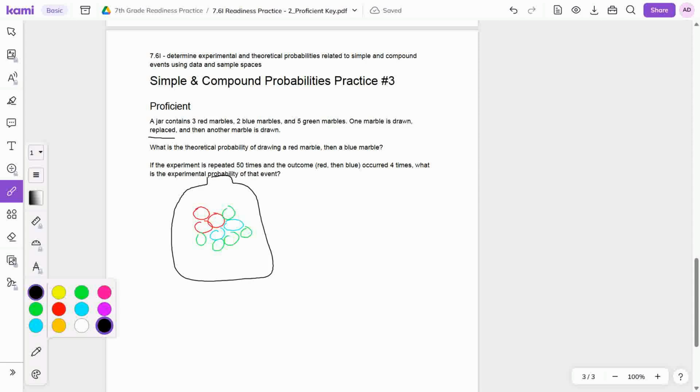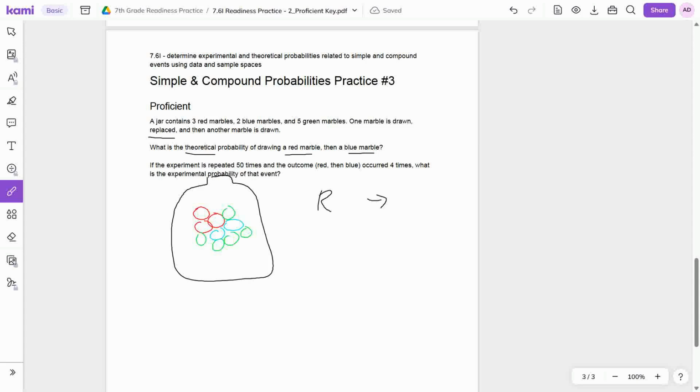It's another compound event because I've got 2 simple events. If we didn't replace it, then the denominator would change for the second one. If we kept that first one out, then my total number of possible choices would have dropped. So the theoretical probability of drawing a red, then a blue. Okay, so we're going to do a red and then a blue.